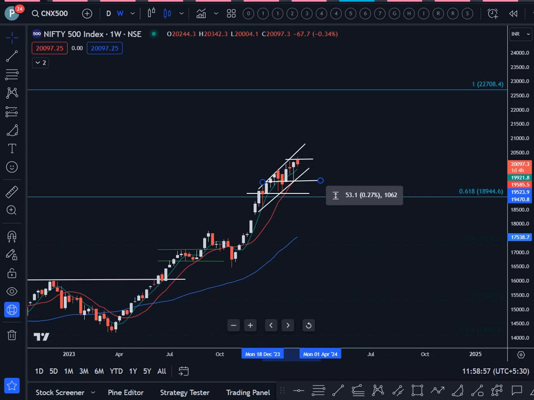Also, I would like to say that it is clearly floating above the 50-day moving average. So that's a very good indication for the index.